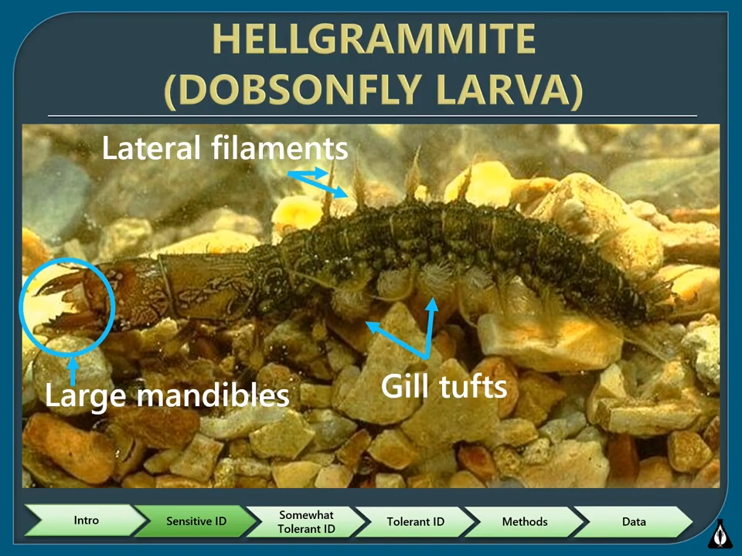Key identifying characteristics of hellgrammites include large mandibles, filaments along the side of the abdomen, and gill tufts under the filaments. The color in the head may also appear mottled compared to other similar taxa. When placed in a sorting tray of water, the gill tufts can be seen. When stressed, the hellgrammite may roll into a ball and the gills will be concealed.